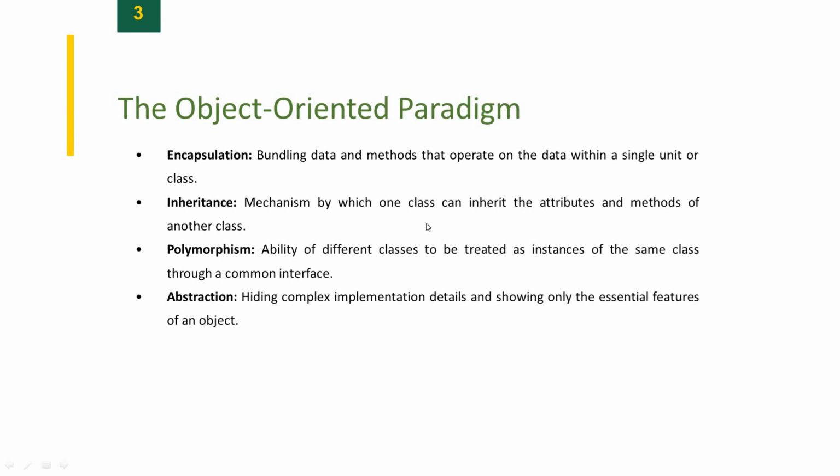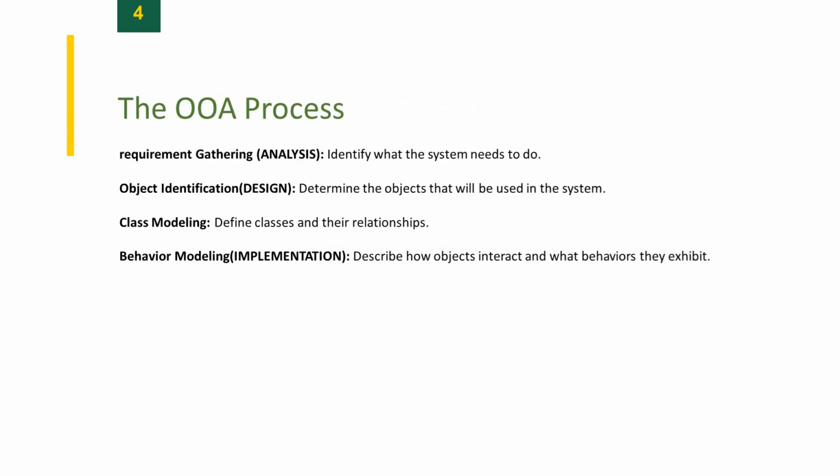Polymorphism is the ability of different classes to be treated as instances of the same class through a common interface. Abstraction is hiding complex implementation details and showing only the essential features of an object.